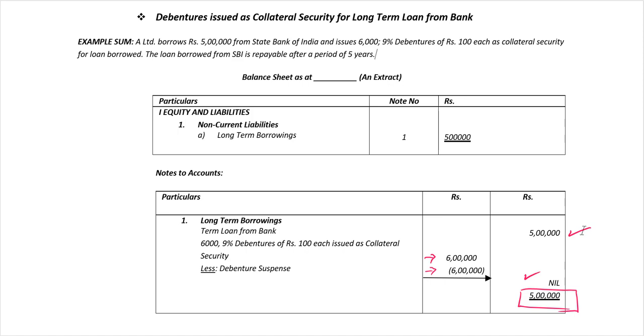Now the treatment is the same in case it's a short-term loan from the bank. We will show it under short-term borrowings over here, the rest of the note to accounts being the same. And in the balance sheet extract, we will write 1 current liability and under that A short-term borrowing, rupees 5 lakh. So that is the only change.